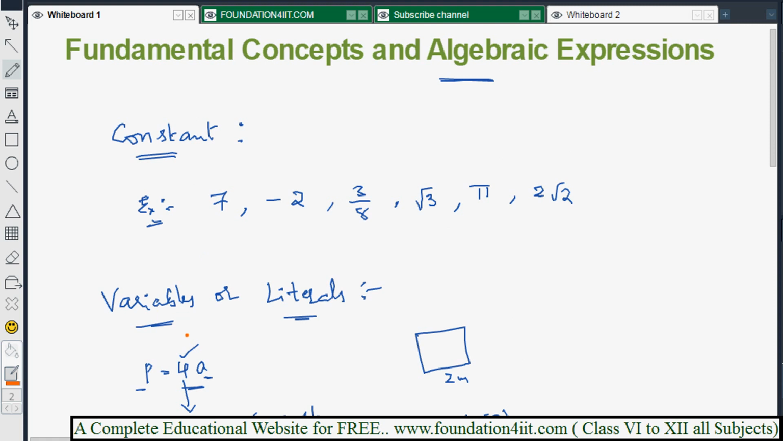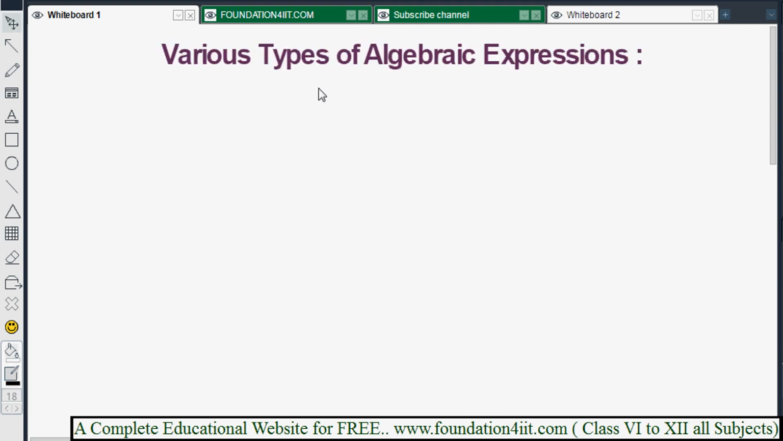Okay, next we will see various types of algebraic expressions. So the algebraic expression I explained is a combination of constants and variables connected by plus, minus, into, divide by signs. Now how many types are there? How to define them, and how to use them in problems? I'll explain now. So what is an algebraic expression? Already explained: the combination of constants and literals or constants and variables connected by plus, minus, into, divide by signs.